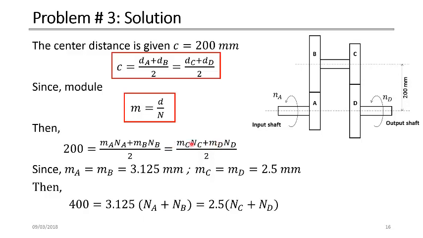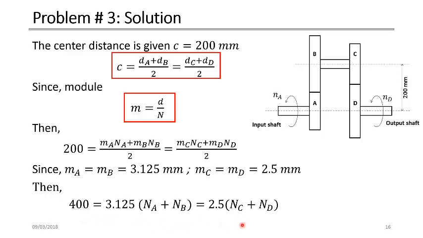On the right-hand side also, we've got MC and MD, they are the same. We can factor out this M value, which is 2.5. So if we multiply the left and right hand sides by 2, I've got here 400. MA, MB, they are the same, so we get it as a common factor here, 3.125 (NA plus NB). And on this part, we've got MC and MD, they are the same. We factor out this number as 2.5, and then we end up with 2.5 multiplied by (NC plus ND).